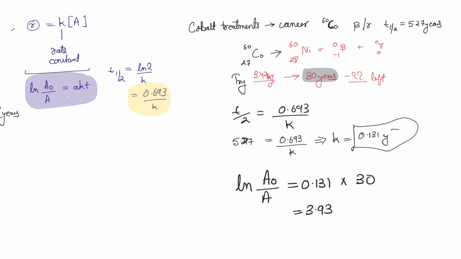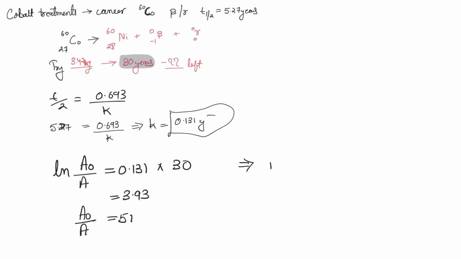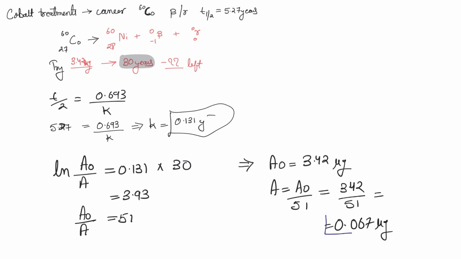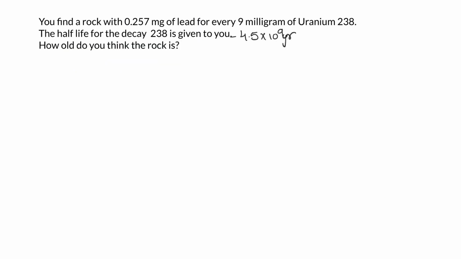You have to take the antilog of both sides so that we can eliminate the ln. And then a naught upon a, if you do the math, comes out to 51. And a naught, because we know it was 3.42 micrograms, we find out a to be around 0.067 micrograms, right? So this is how they do it.